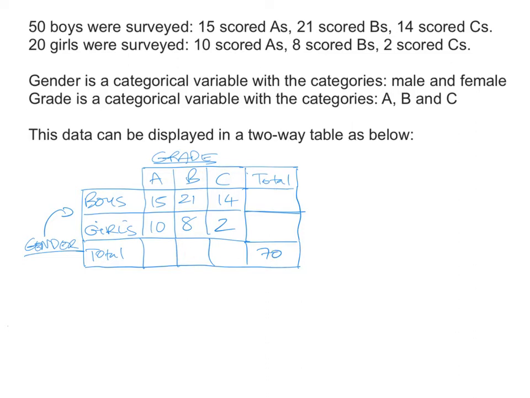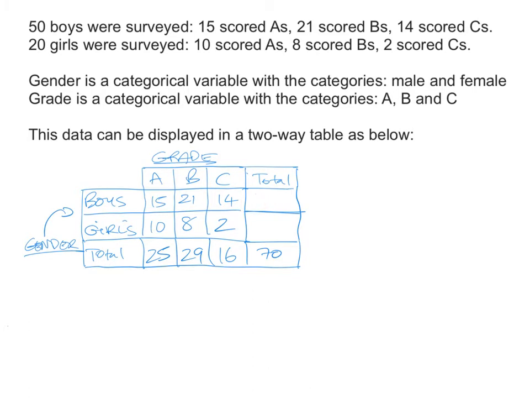Now, the columns totals, if we look down, this total is going to be the total of people that scored A's, regardless if they're boys or girls. So that's going to be 25. The next column total is going to be the total B's scored, so that's going to be 29. And next is 16 C's scored, regardless boy or girl.